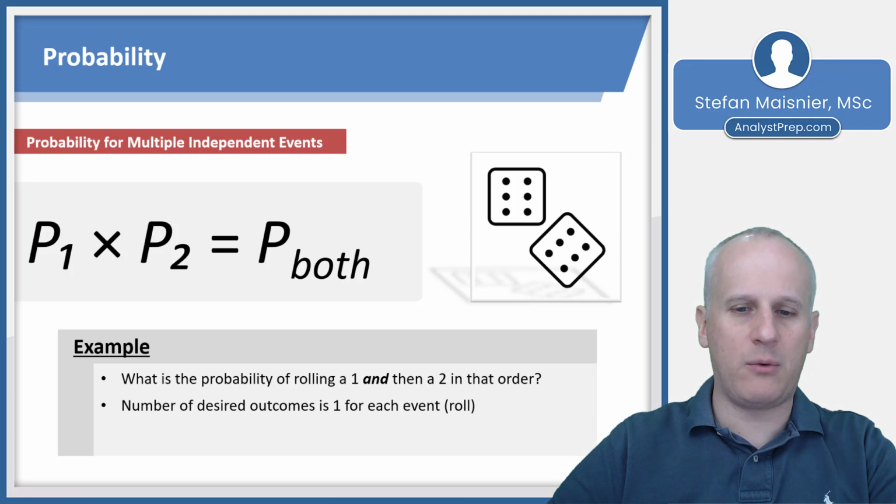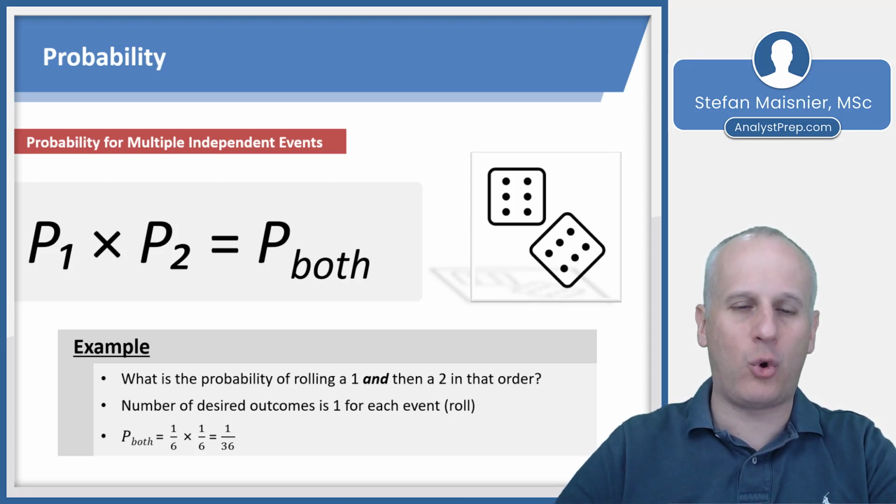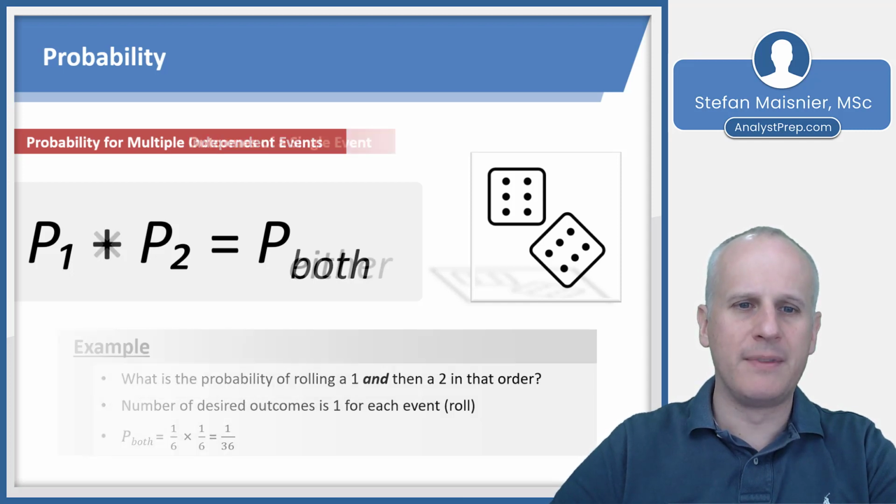So we've got a 1 out of 6 for rolling a 1, and then a 1 out of 6 for then rolling a 2. So we need each of those things to happen for both to happen. So you have 1 out of 6 times 1 out of 6 is equal to 1 out of 36, and that is the probability of rolling exactly a 1 and then a 2 in that order if you have a single 6-sided dice and roll it twice.